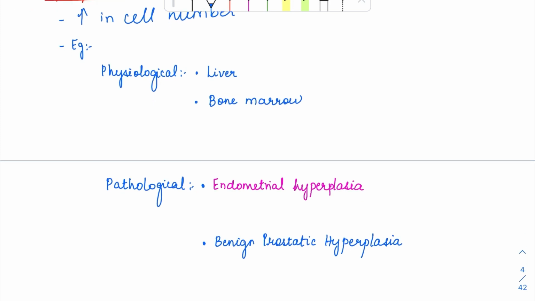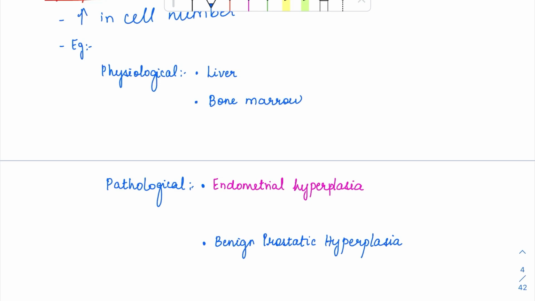Same for bone marrow. Suppose there is a trauma to the patient and there is lots of blood loss. So in order to compensate for this blood loss, the bone marrow will try to produce lots and lots of blood elements. So blood cells are going to increase. So bone marrow will undergo hyperplasia over here.